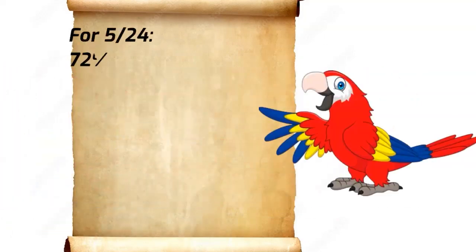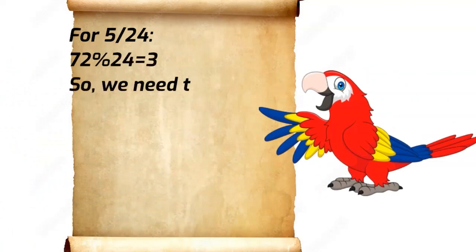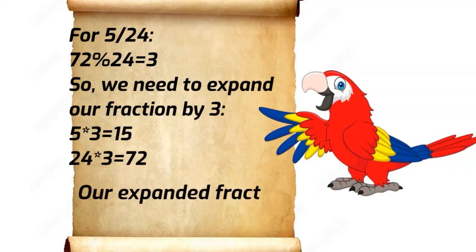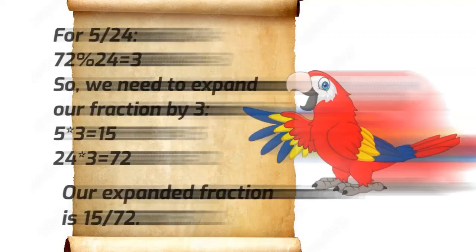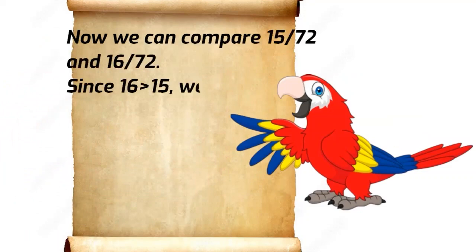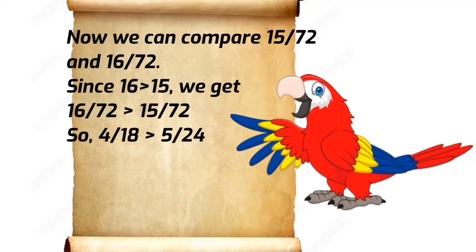For 5 over 24, we need to expand it by 3. Our new numerator is 3 times 5, 15. And our new denominator is 3 times 24, 72. So, our expanded fraction is 15 over 72. Now we can compare 15 over 72 and 16 over 72. Since 16 is greater than 15, we get 16 over 72 is greater than 15 over 72. So, 4 over 18 is greater than 5 over 24.